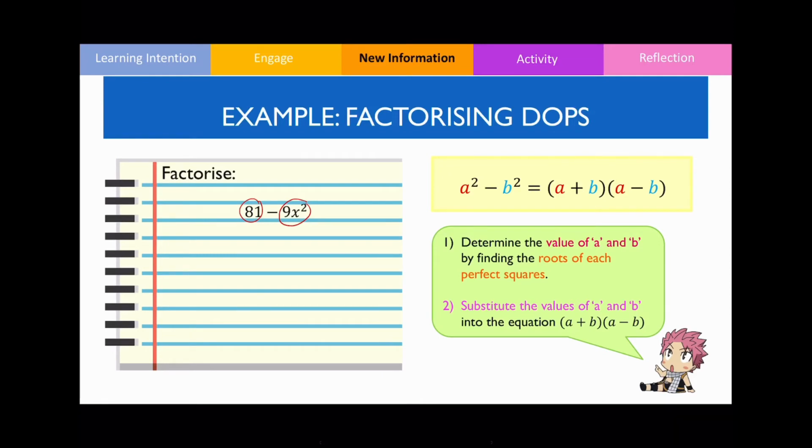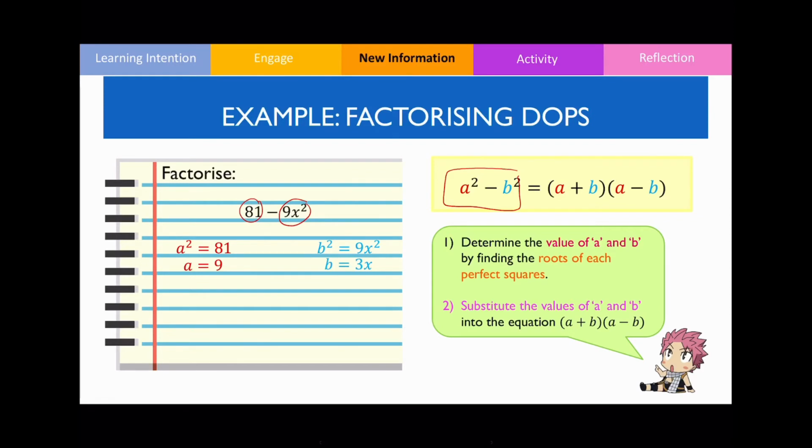Now what I'll do is find the values of a and b. So how do we do that? Well, remember, this is the formula of a DOPS over here, okay? We know that a squared in this case is equal to 81. So in order to find the value of just a, we need to do the opposite of squaring, which is the square root. So the square root of 81 is going to be 9. And we do this exact same process to find out what b is going to be. So b squared is equal to 9x squared. So in this case, b is going to equal 3x.